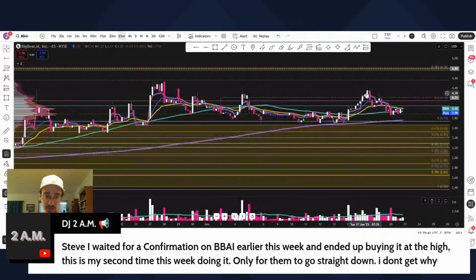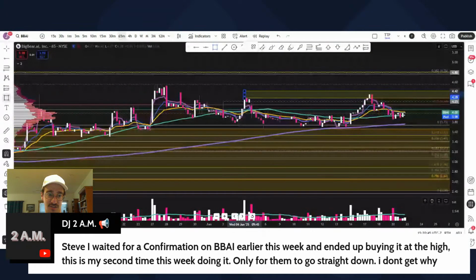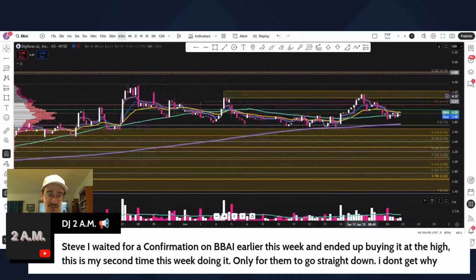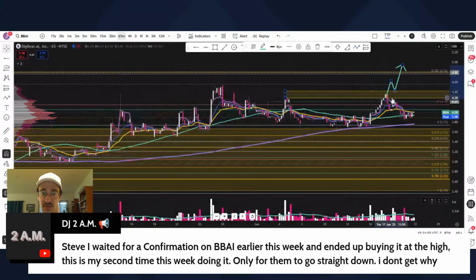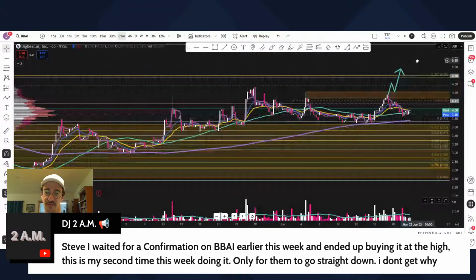So what do we see? Let's first off draw this little resistance zone. So that is the area in which it's still having trouble. So for me, I would say that confirmation would be a break of this level and a back test into it and then pushing higher. So confirmation, people have different ways of confirming trades and it depends on their time frame.